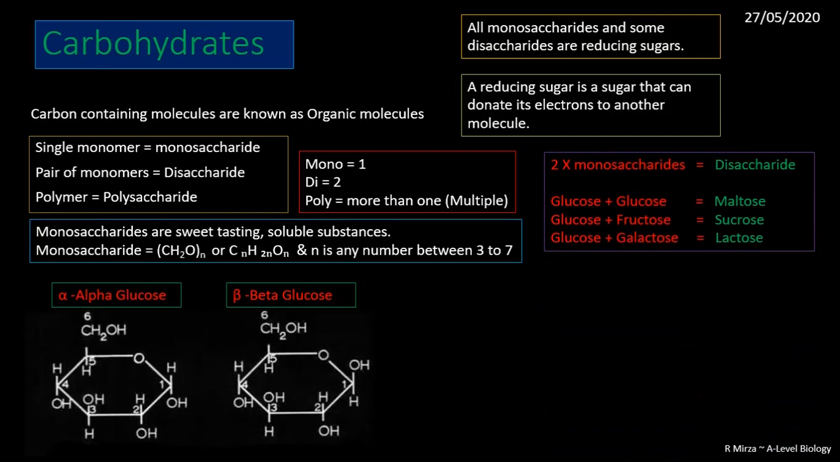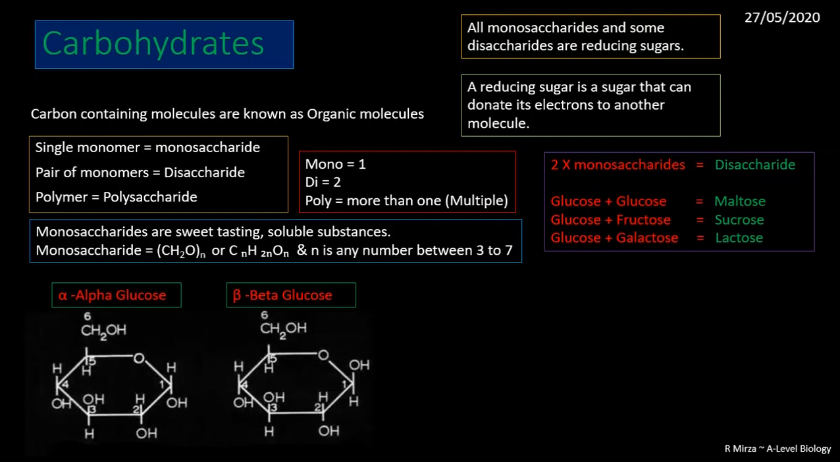Maltose is made up of two molecules of glucose. Sucrose is made up of glucose and a fructose. And finally, glucose and galactose form lactose. Lactose is hidden in the name galactose. All of these disaccharides have alpha glucose in common. Maltose and lactose are both reducing sugars, whereas sucrose is a non-reducing sugar.